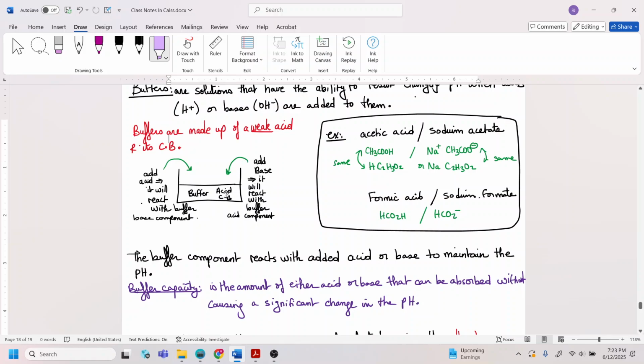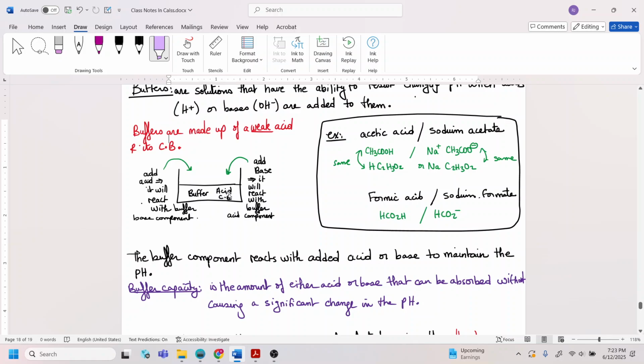I need to add just enough to match the amount of the acid that is found in the buffer. Because if you consume all the acid part in the buffer and you add additional base, then you start changing the pH of the solution. So you've got to pay attention. If you keep adding base, it is going to react with the acid component of the buffer to maintain the pH. Or if you add an acid, the acid is going to react with the conjugate base part of the buffer and the pH is going to be maintained.